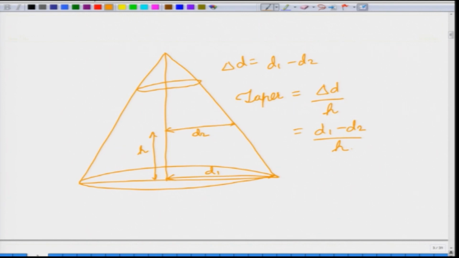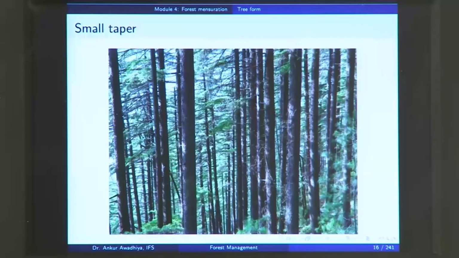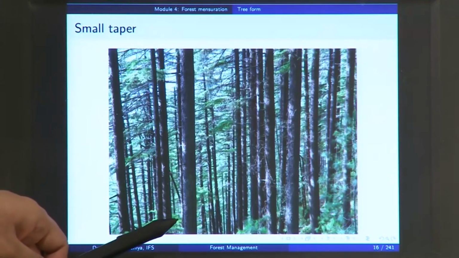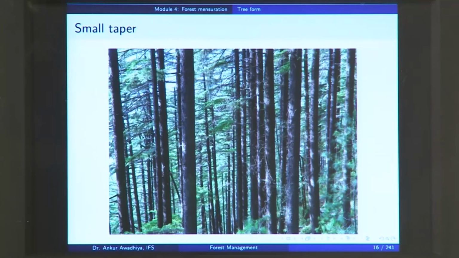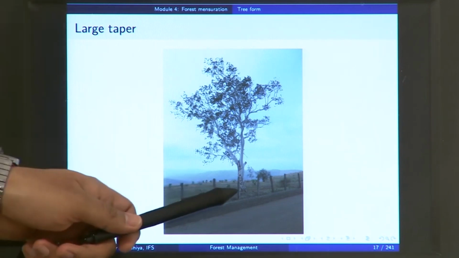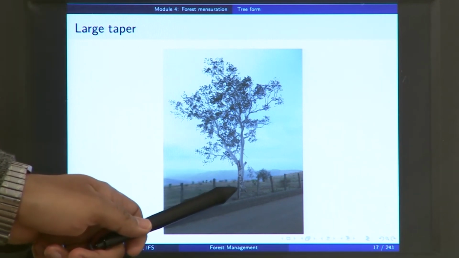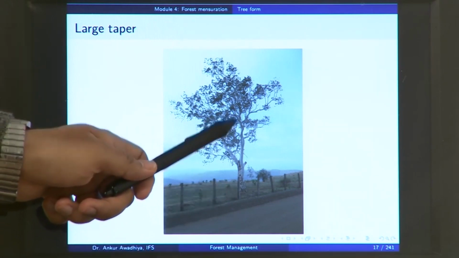Now, this taper can be large or small. So, for instance, in the case of these trees, here you can see that the bole is roughly cylindrical in shape. So, there is hardly any taper. Taper is very close to 0, because when you are increasing in height, as you go up the tree, there is hardly any change in the diameter. On the other hand, for this tree, the taper is a bit larger, because here you can see that the stem at the bottom has a larger diameter, and as you go up, the diameter reduces.